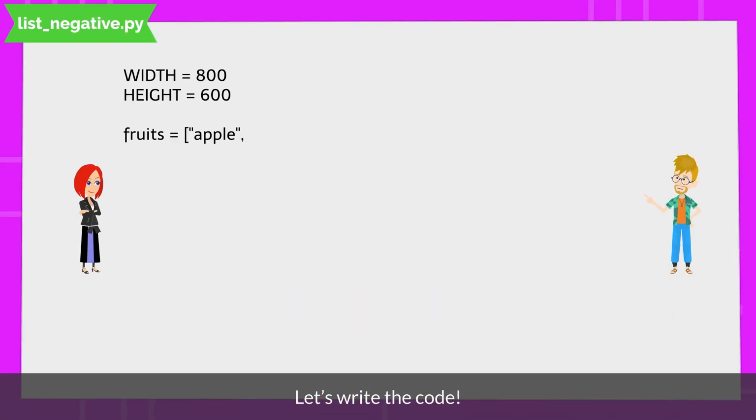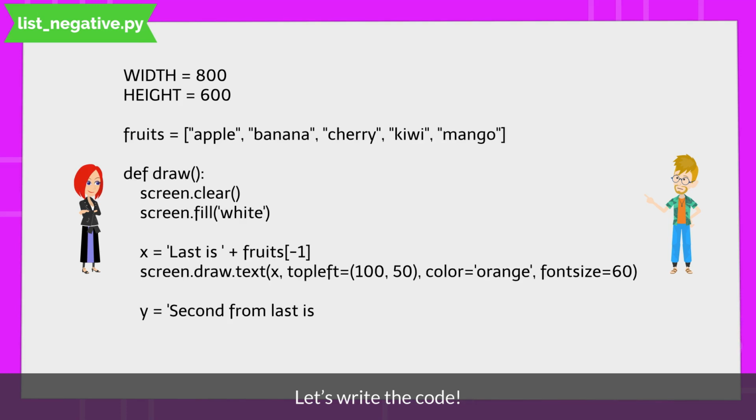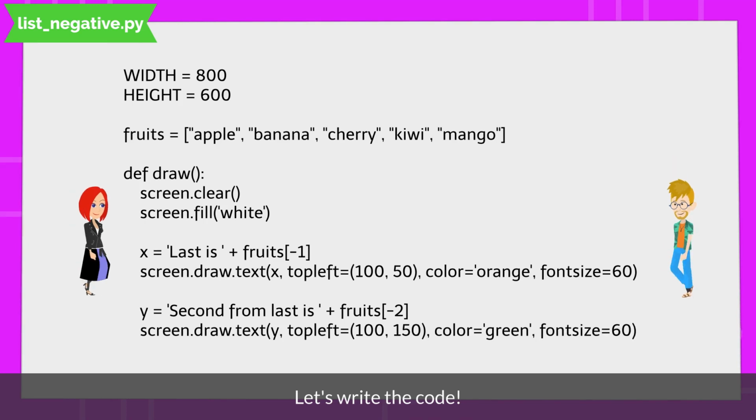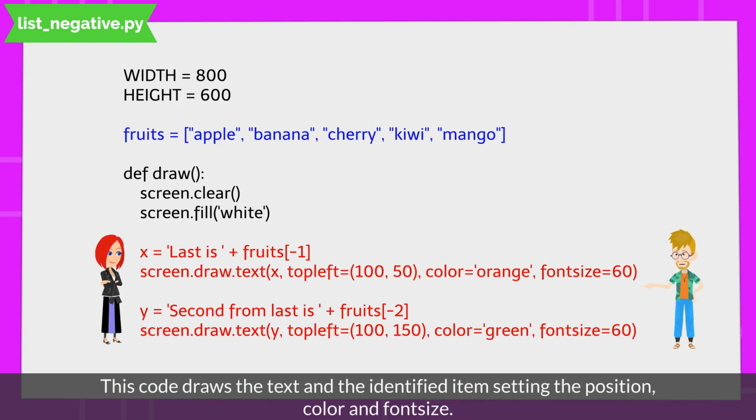Let's write the code. What does this code mean? This code draws the text and the identified item, setting the position, color, and font size.